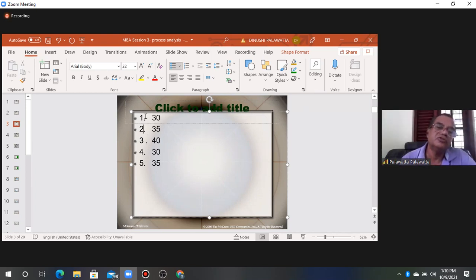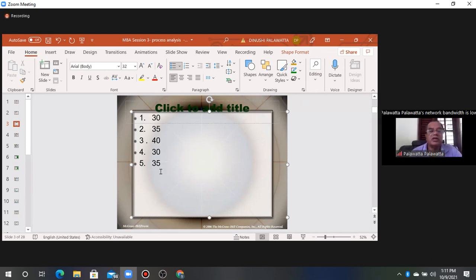Then time between first and second is 30. The second and third is 35. Third and fourth is 40. Fourth and fifth is 30. And from fifth to sixth is 35. So then the cycle time.